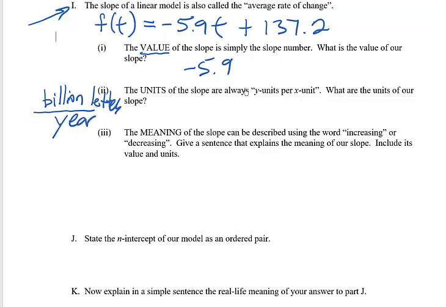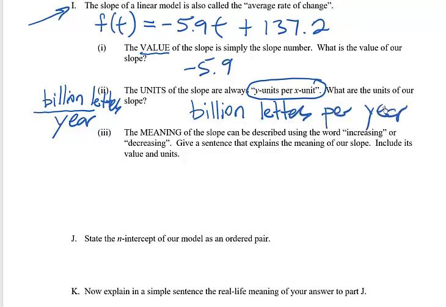Well, the slope units are always the y units of the problem, then the little word per to stand for the fraction bar, and then the x unit singular. And so the answer here to this little part, what is that negative 5.9? It's negative 5.9 billion letters per year.